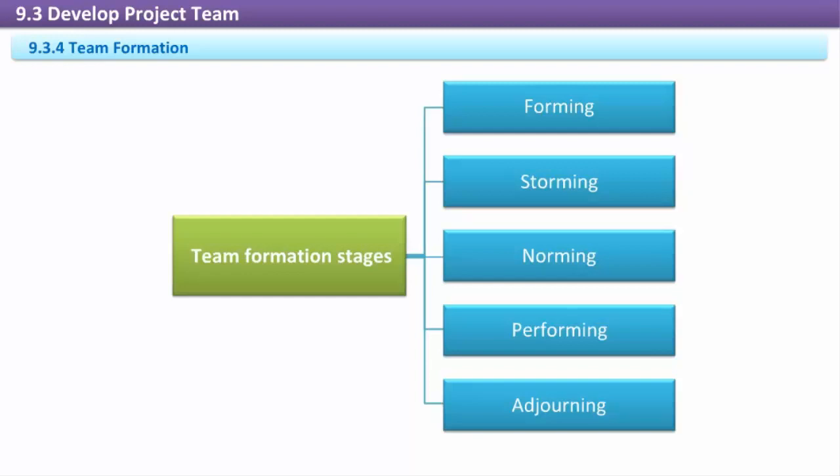In 1965 and later in 1977, Bruce Tuckman provided a model that explained 5 stages of team development. By understanding these stages, the project management team can better facilitate the group's progression through the stages and adjust its leadership styles to what is suitable for the group's current development stage.